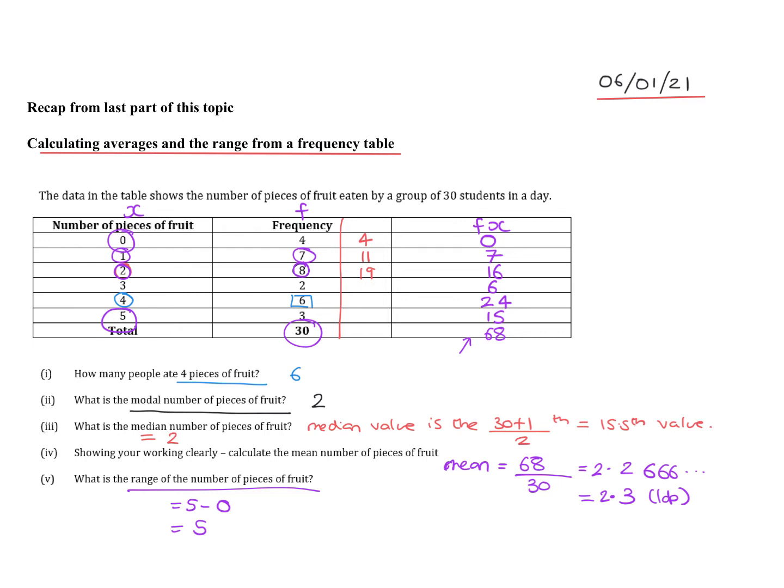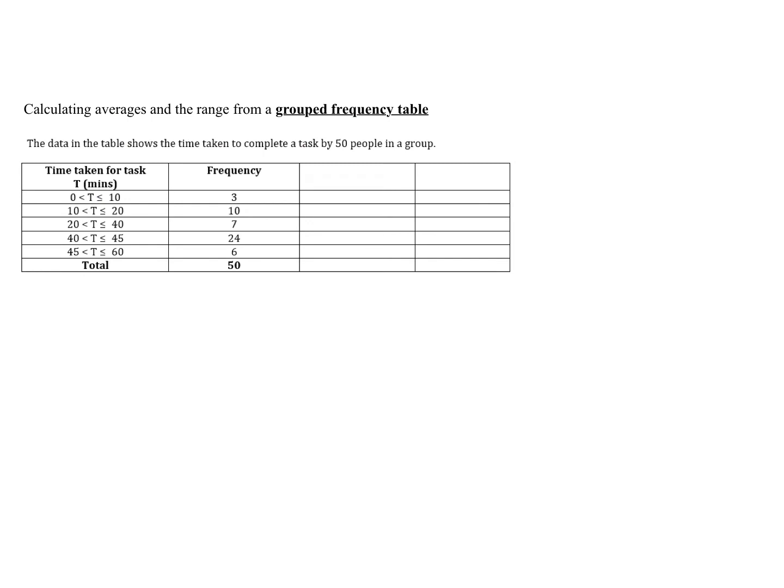last term. We're now going to move this on to some new content. So make sure you have the correct heading in your exercise books, which is calculating averages and the range from a grouped frequency table. So the data in the table shows the time taken to complete a task by 50 people within a group. Now, the times have been grouped. So if you look at the 3 here, which is the first value of frequency given, that's 3 people who took between 0 and 10 minutes to complete the task.